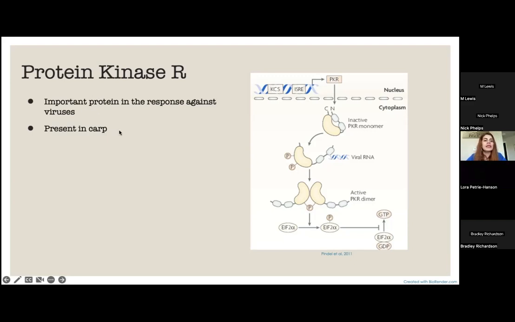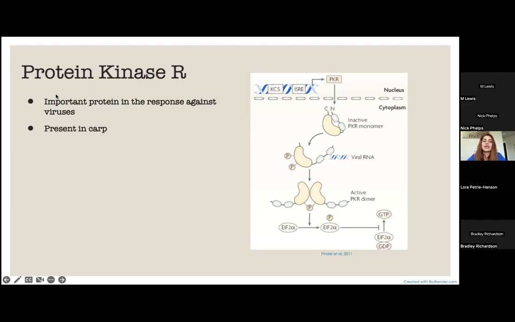So when this inactive monomer is activated mainly by the presence of double-stranded RNA, which is generated during viral infection, PKR phosphorylates the alpha subunit of the eukaryotic translational initiation factor 2, which is called EIF2 alpha down here in this depiction. This phosphorylation prevents the subsequent use of EIF2, leading to the inhibition of protein synthesis and therefore halting of the viral protein production.